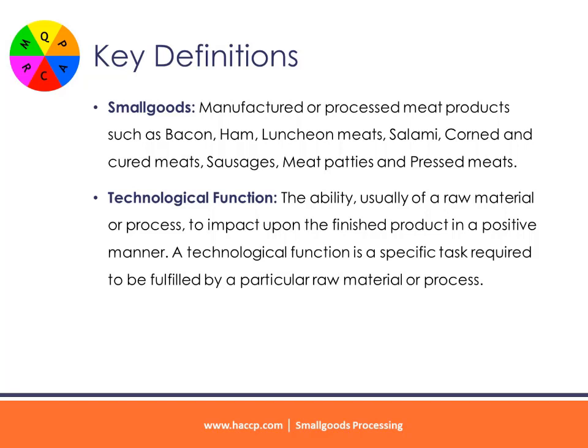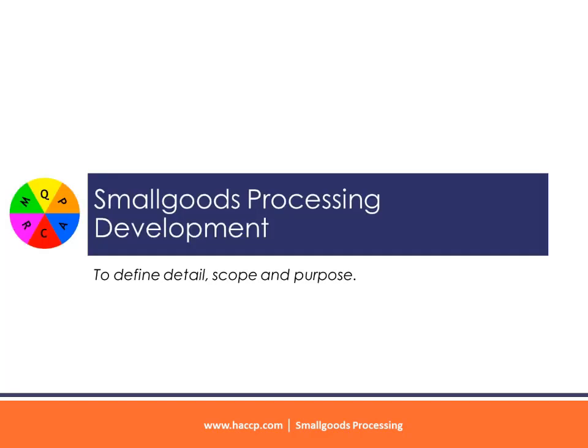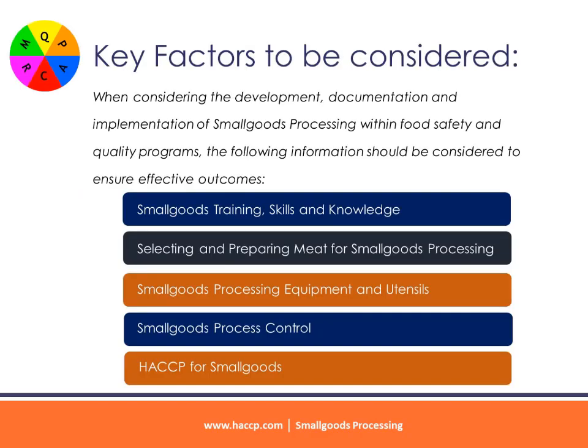The ability, usually of a raw material or process, to impact upon the finished product in a positive manner. A technological function is a specific task required to be fulfilled by a particular raw material or process. Smallgoods Processing Development. When considering the development, documentation and implementation of smallgoods processing within food safety and quality management systems, the following information should be considered to ensure effective outcomes: smallgoods training, skills and knowledge.